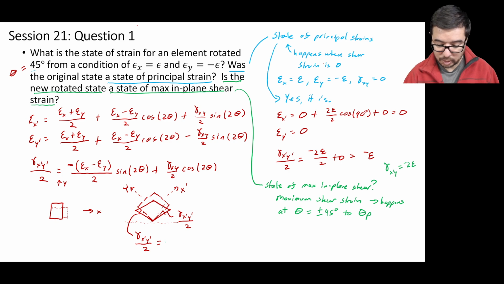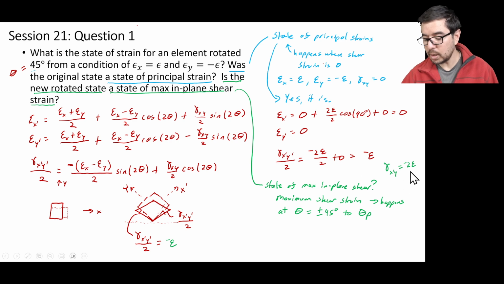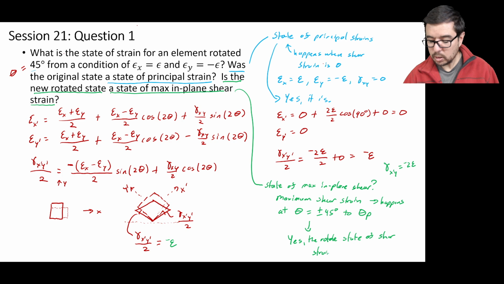Well, I have that right actually. This is correct. That is still minus epsilon, but the gamma x'y' is going to be minus 2 epsilon. So yes, the rotated state of shear strain is going to be a state of maximum in-plane shear. Great.